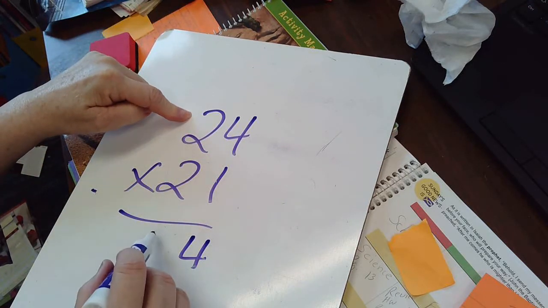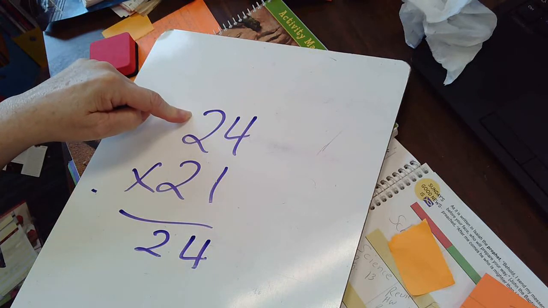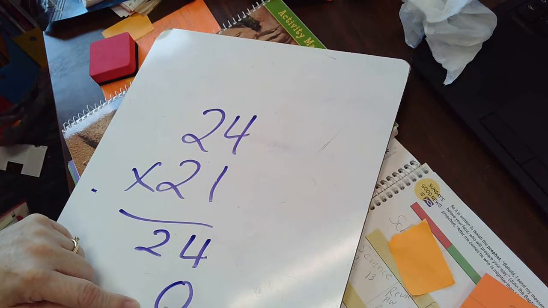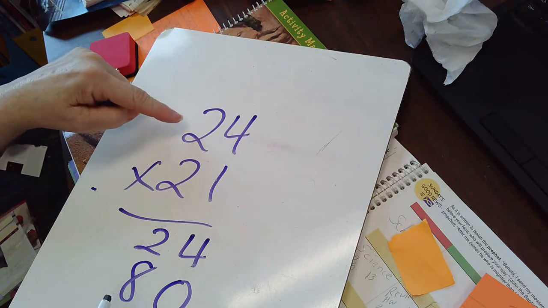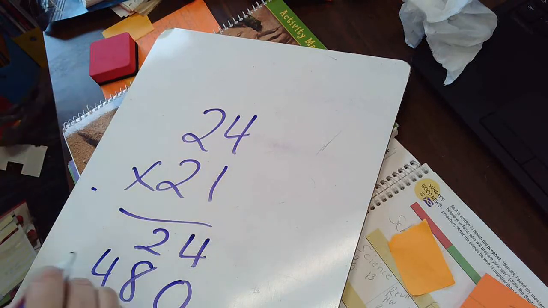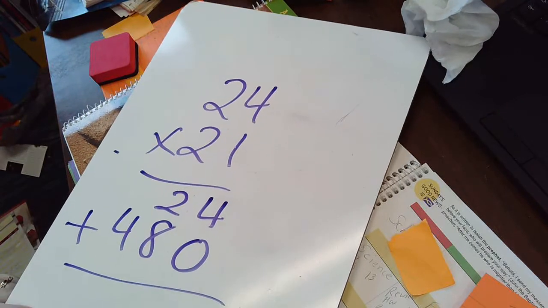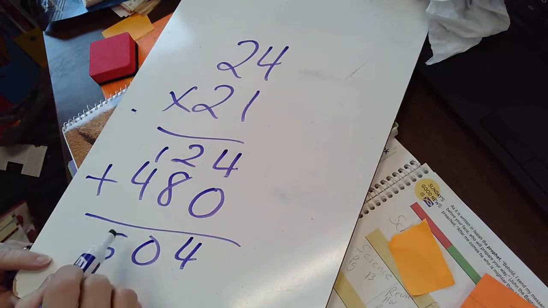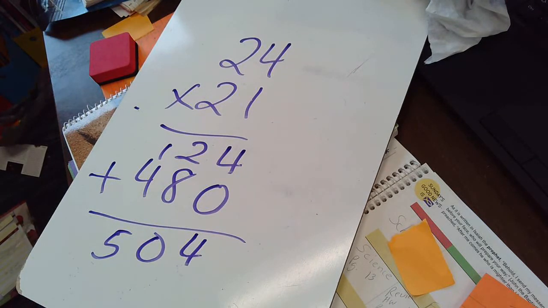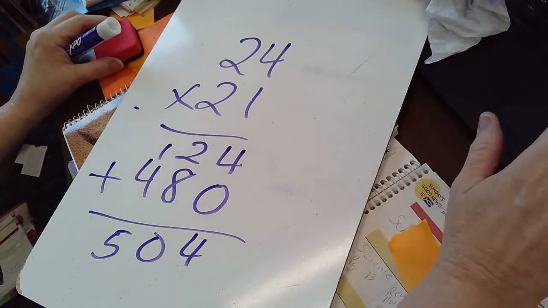1 times 2 is 2. What happens next? Yep, put your 0 down. 2 times 4 is 8. 2 times 2 is 4. And then add. Notice I'm putting a line and my addition symbol here too. And that's 4. Carry the 1. It's 504. And that's how you multiply 2-digit numbers times 2-digit numbers.